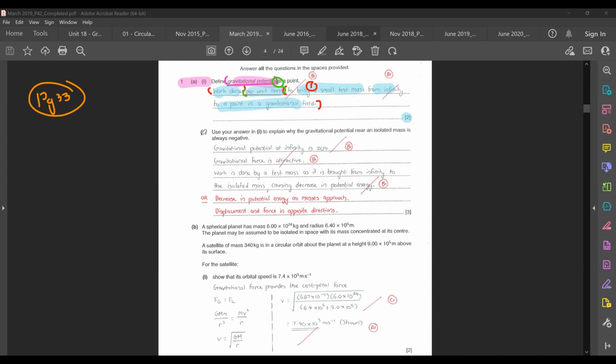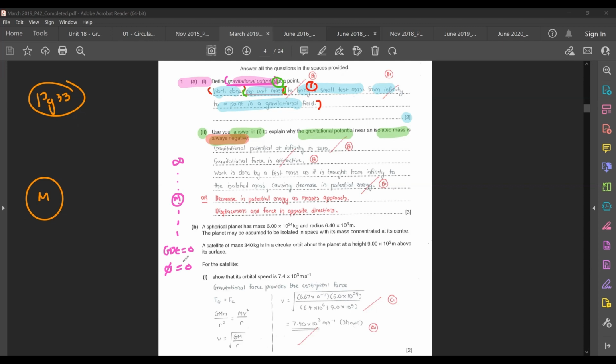And now in part 2, use your answer in 1 to explain why the gravitational potential near an isolated mass is always negative. This one was something that I mentioned a fair bit in the last lesson, so I'll just elaborate briefly. If you have a big mass M here, and then you have a distance at infinity here, if you were to place a small test mass over here, we will normally tell you that your GPE is 0 or your potential is 0, isn't it?